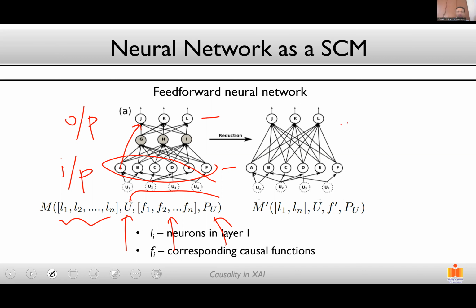So we show that one can marginalize out all of the intermediate variables. And this structural causal model boils down to something simpler, where you only need to look at the first layer and the last layer in the endogenous variables of your structural causal model. And F prime are the new causal functions that connect the input variables with the output variables.